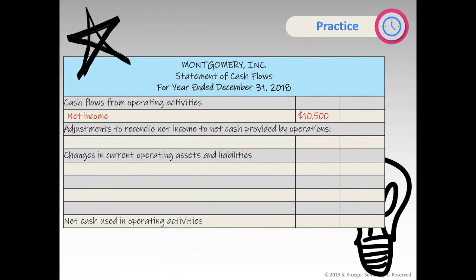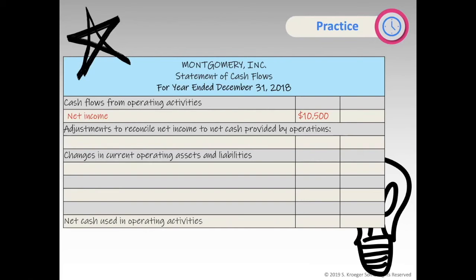The two columns don't mean debit or credit. We're just going to put everything in the operating section in the left column, then total it up and put the total in the right-hand column. What comes after net income? We're going to add our non-cash expenses, which the only one in this course that we're going to focus on is depreciation. Remember, we can find depreciation two ways, one from the income statement, which is the better way to find it, or on the balance sheet.